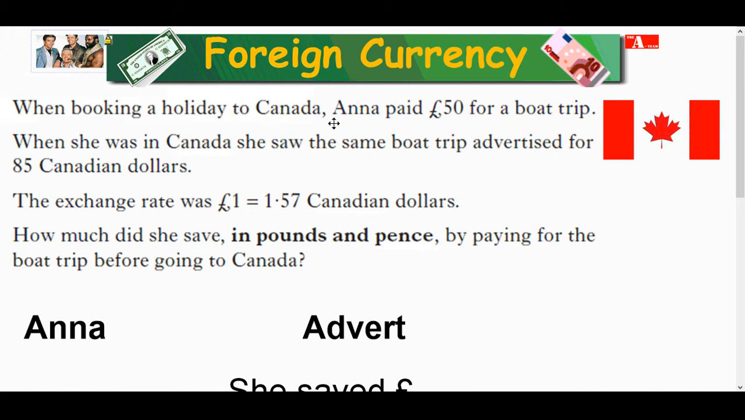So when booking a holiday to Canada, Anna paid £50 for a boat trip. When she was in Canada, she saw the same boat trip advertised for 85 Canadian dollars. The exchange rate was £1 to 1.57 Canadian dollars. How much did she save in pounds and pence by paying for the boat trip before going to Canada?